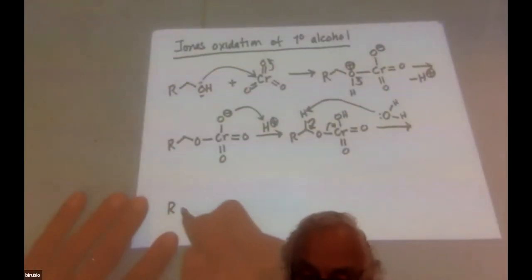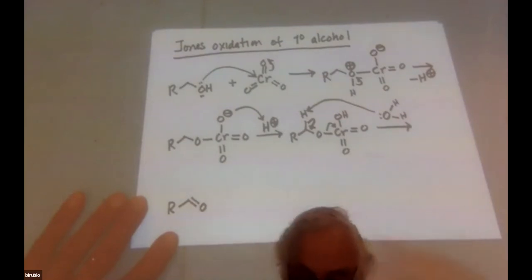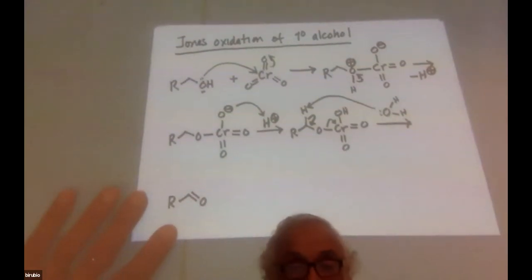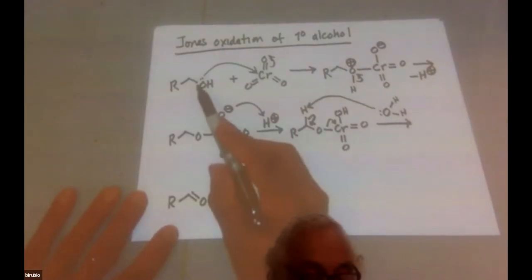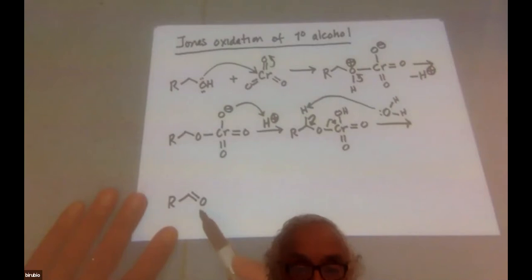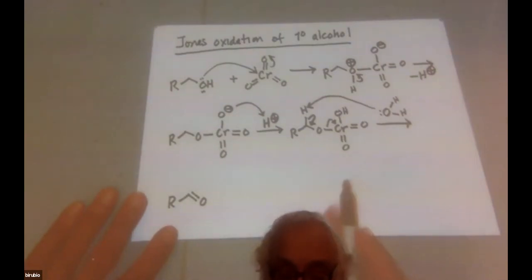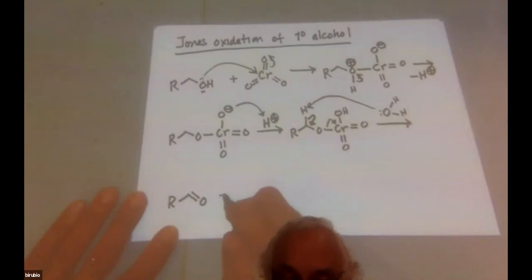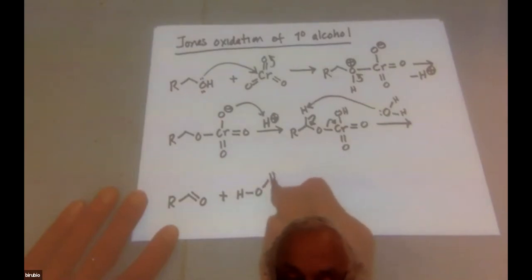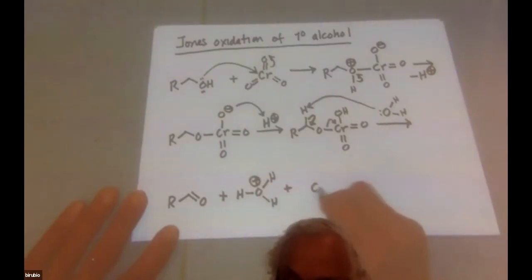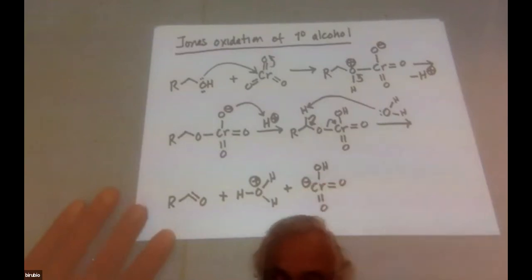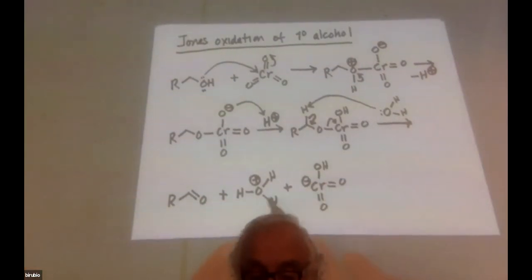Okay, so what we have here is an oxidation product. We've gone from something that has 1 bond to oxygen to something that has 2 bonds to oxygen. That would be an aldehyde in this case. The inorganic junk we don't care about would be hydronium ion, and this thing, and that thing, right? Now, this guy here, so that's hydronium ion.